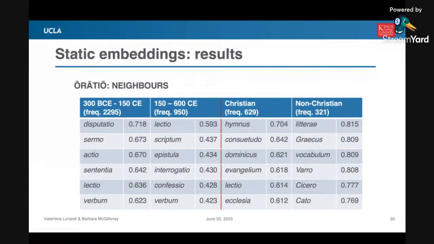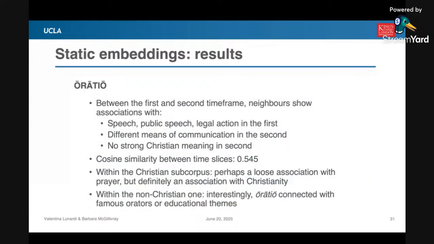Maybe a little bit, some sort of weak association. And for the non-Christian corpus, interestingly, you don't get any synonym or word that you would expect to appear, at least in classical Latin, with oratio, but you get associations with some particularly famous orators. So my interpretation of this is that maybe it was used in an educational context or text where you'd refer to people who were great orators. That's my take anyway, but you're welcome to intervene and tell me I'm wrong.